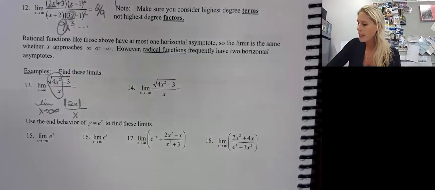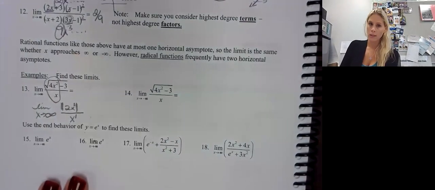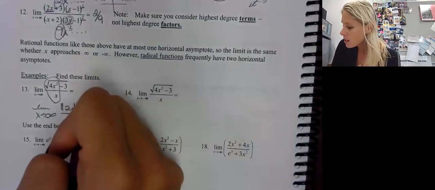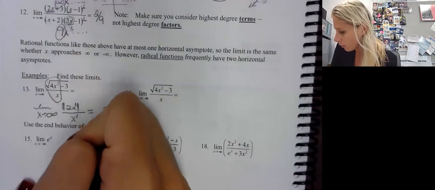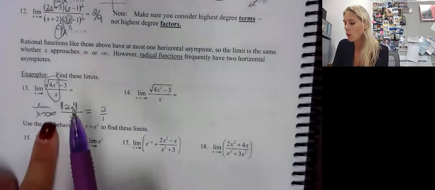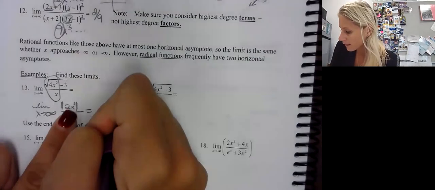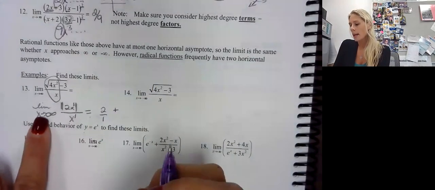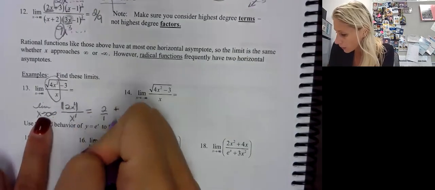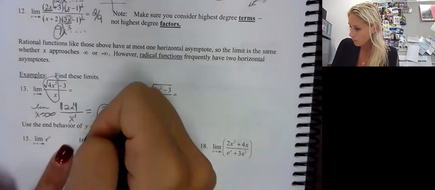Now, if you look, guys, these are the same. This is x to the first, and this is x to the first. So when they are the same, we look at the coefficients in front. So the coefficient in front is 2 over 1. Now, another thing that I want to keep in mind is I'm going to a positive infinity. Well, the absolute value of a positive infinity is a positive, and the positive infinity in the denominator is also a positive. So our answer is 2.